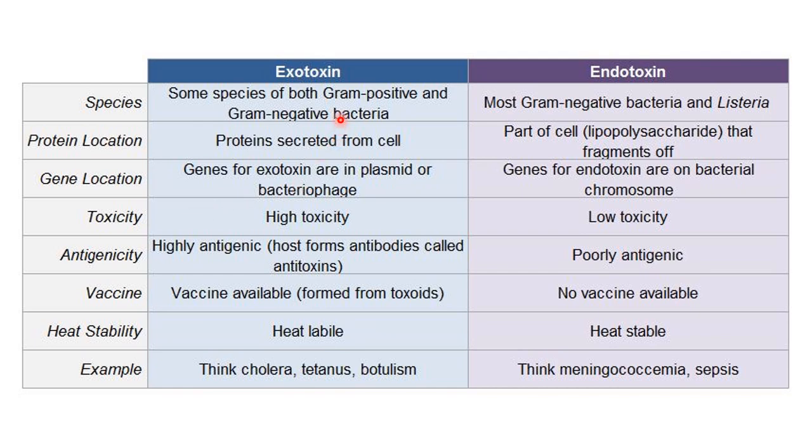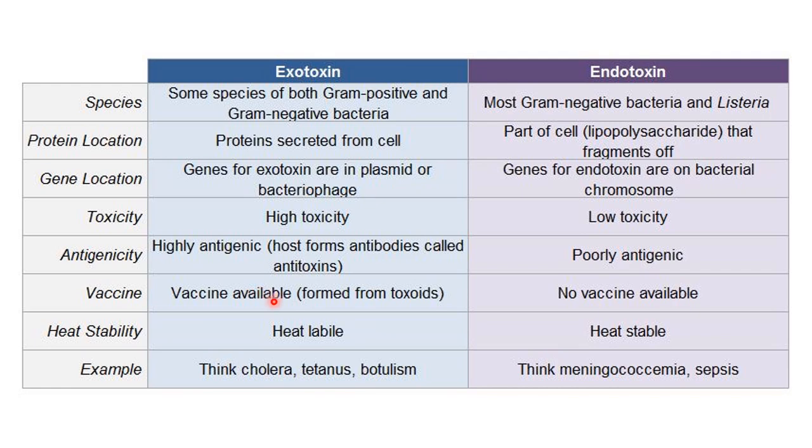Toxicity. The exotoxins are highly toxic, while the endotoxins are low in toxicity. Antigenicity: exotoxins are highly antigenic, that means the host will form antibodies, which are called antitoxins. So they are highly antigenic, meaning the host will respond quickly and produce antibodies for that. Endotoxins are poorly antigenic, meaning the response is late, you can say.